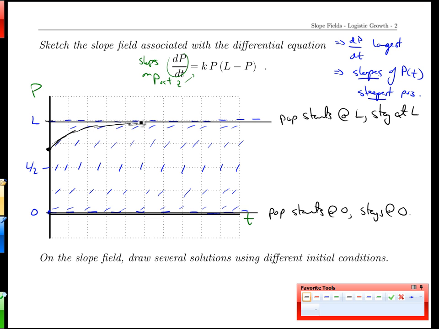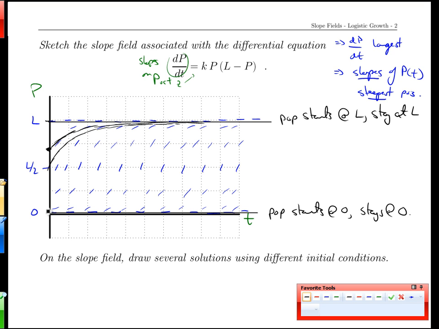We need more study to do that. But if we start close to the limiting population, the population is going to increase towards it as if it was going to stabilize at population L, at the natural limit. If we started at L over 2, we'd grow steeply and then do the same thing.